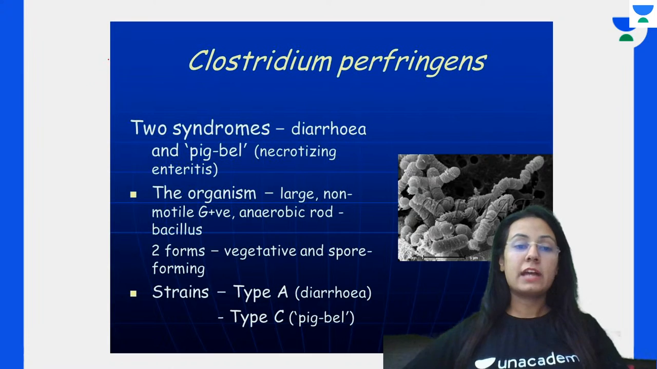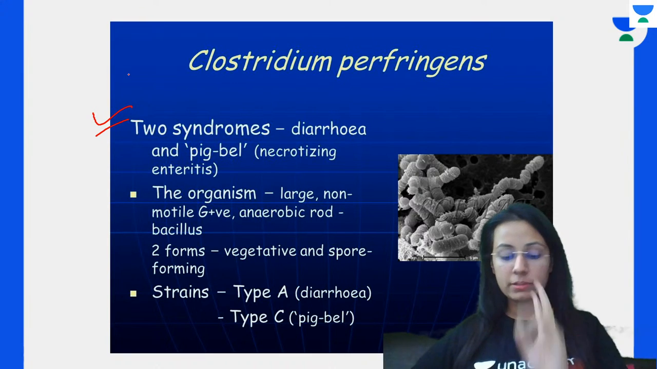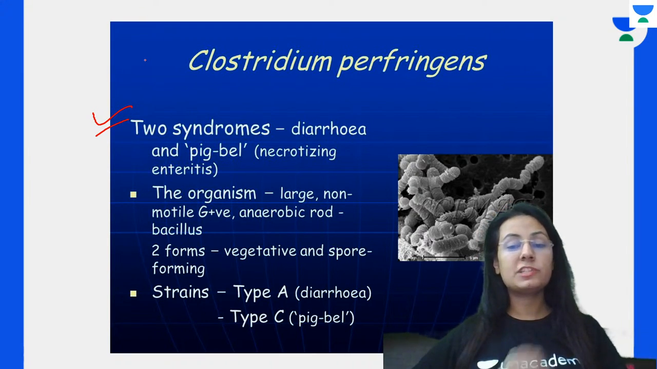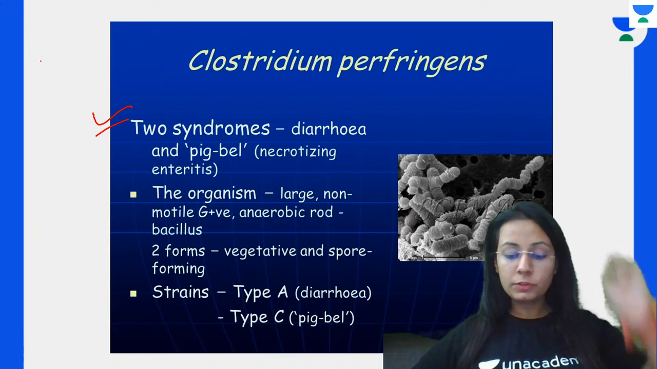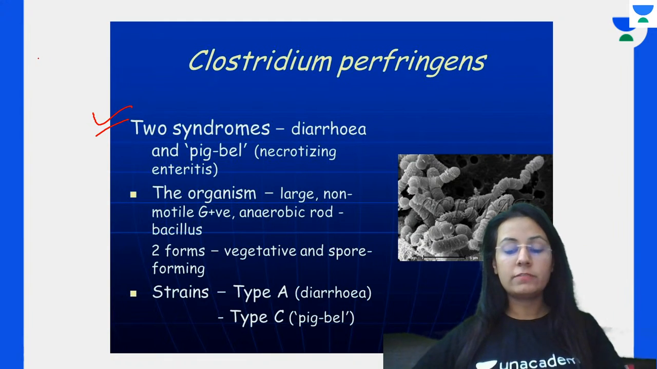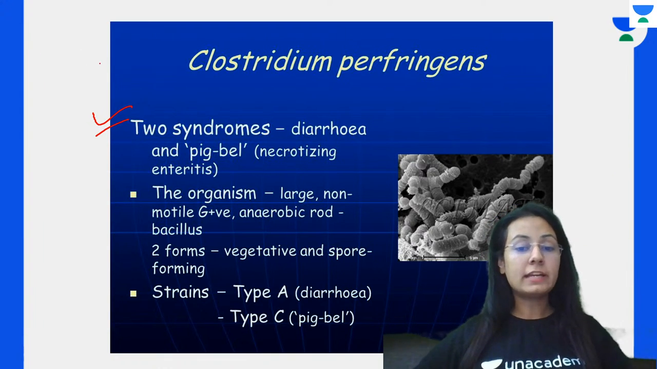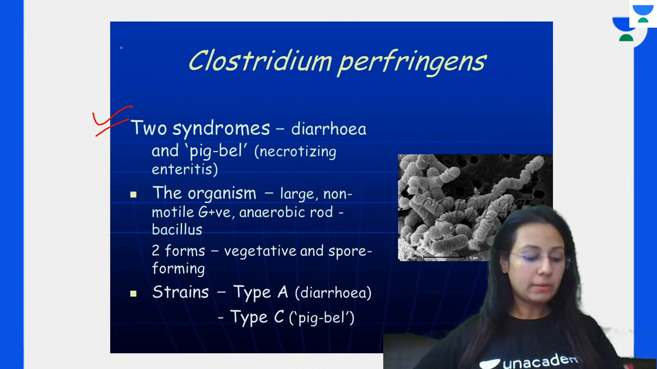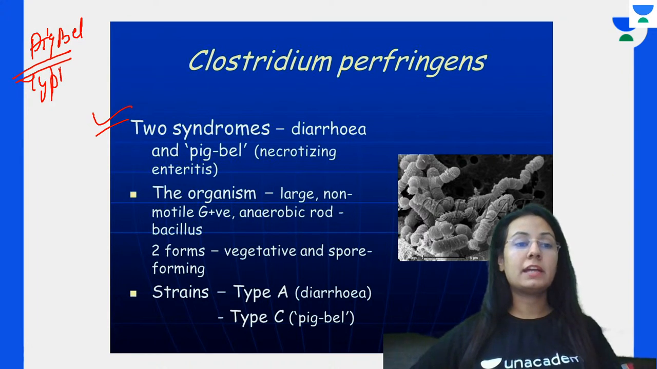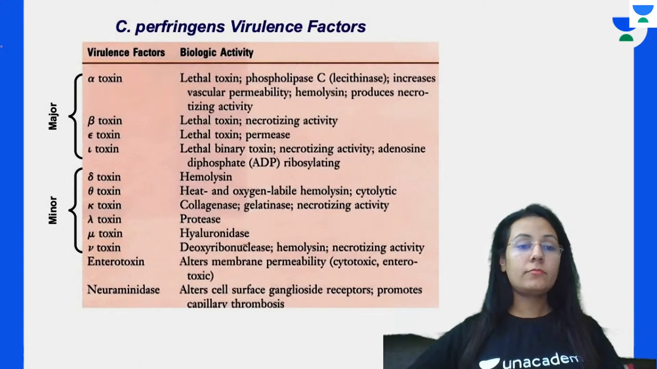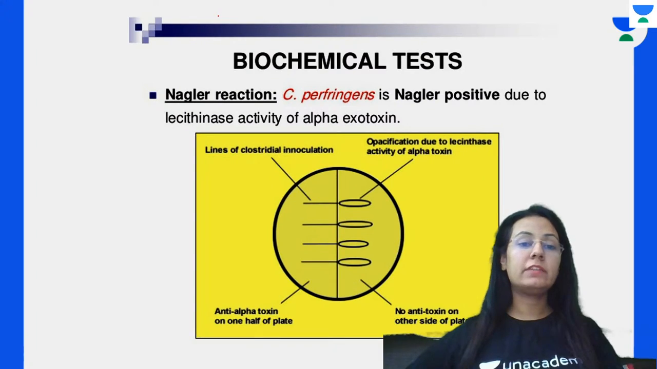Another clinical feature is that the two syndromes of Clostridium perfringens involve two toxins, a major and a minor toxin, with alpha toxin being the main virulence factor. When we talk about the antigenic variants, type C Clostridium perfringens is mainly responsible for pig bell disease, and type A is responsible for causing what? The diarrhea. Alright, alpha toxin, we have seen, is a lethal toxin with phospholipase activity.